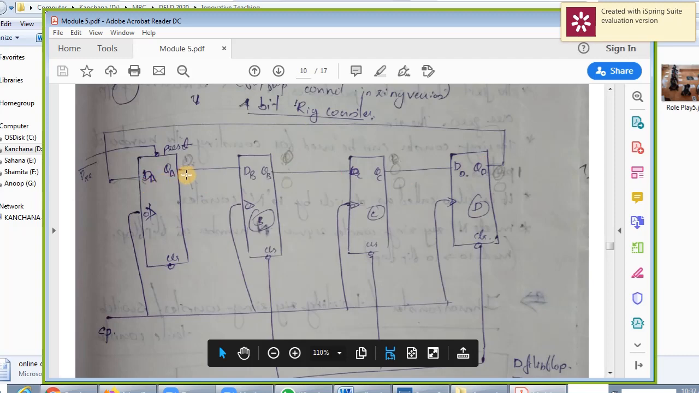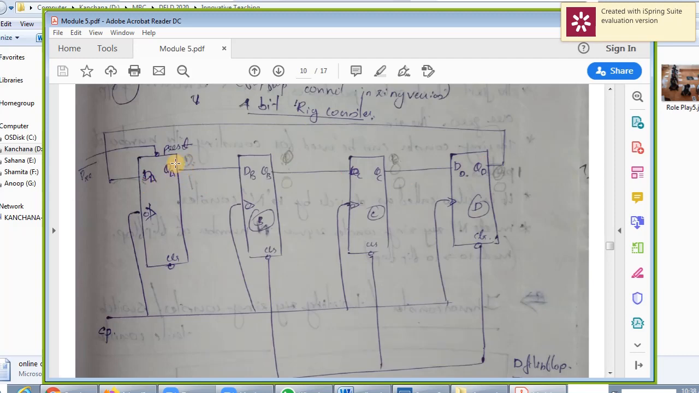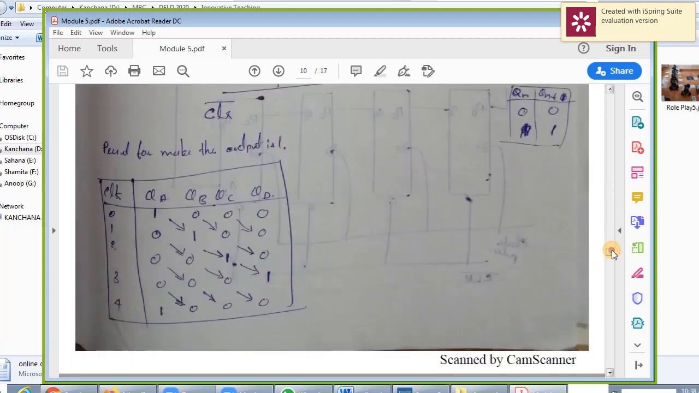That means this QA, now QA is 1, no? That 1 will transfer to DB. So what will the D flip flop do? If the input is 1, the output is 1. If it is 0, the output is 0. So in the clock pulse, this is 1, no? Automatically QB is 1. So on the first clock pulse QB becomes 1. What about QC? Previously it is 0, so that 0 will transfer here. So the QA value will transfer to QB, the QB value will transfer to QC, the QC value will transfer to QD, then the QD value will transfer to QA.